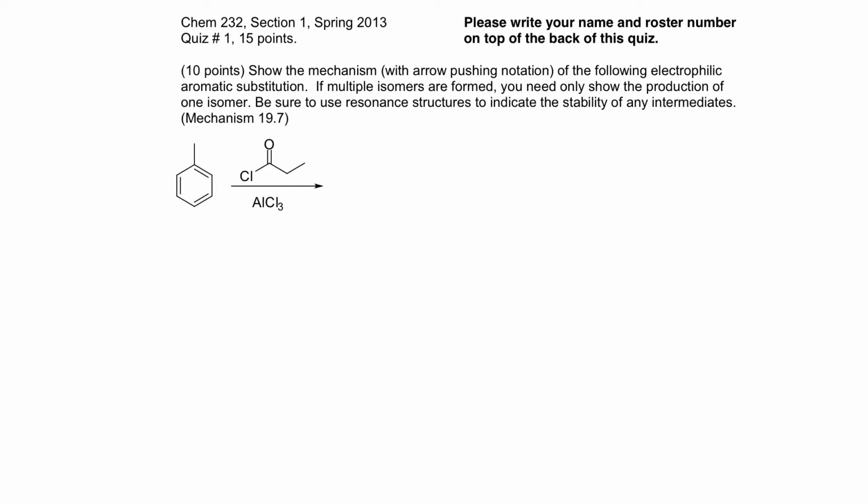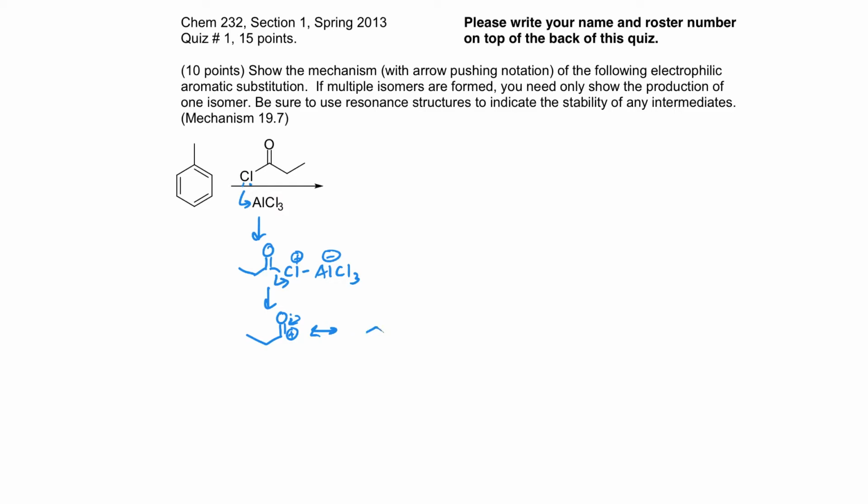Alright, so quiz 1 answer key. First one asks us for a mechanism of a Friedel-Crafts acylation reaction. And so the first step would be to take the lone pair on the chloride and form our more reactive intermediate. And now we're going to lose AlCl4 minus. We're going to make this strange looking resonance stabilized intermediate.